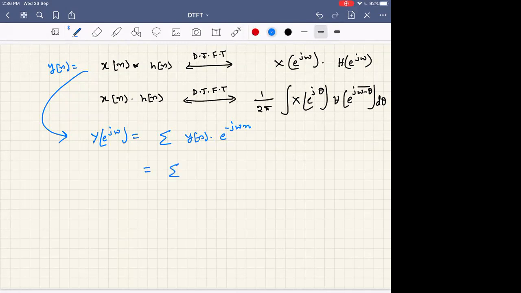Okay, so what is y of n? It is, say, summation over k of x of k h of n minus k into e power minus j omega n, and this summation is over n. See, when you have more terms, you should be very clear on what the summation is over: on k, or n, and so on.